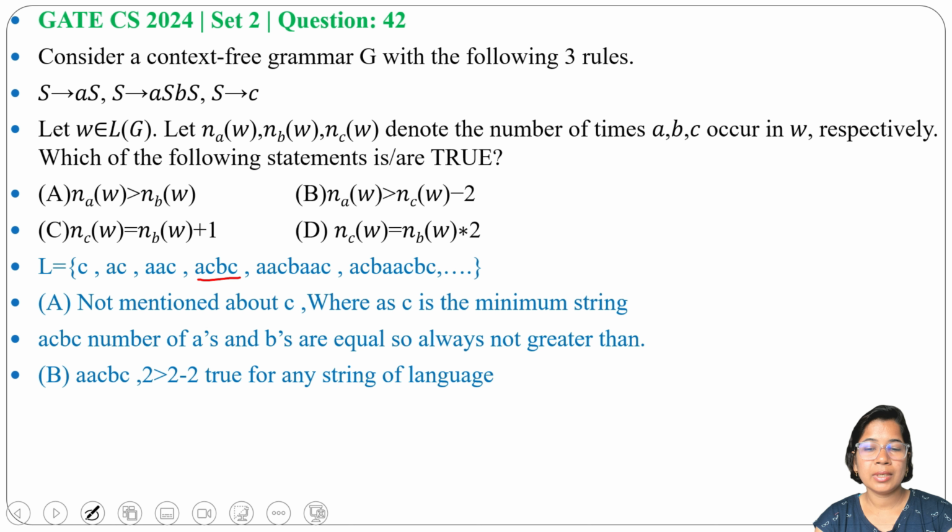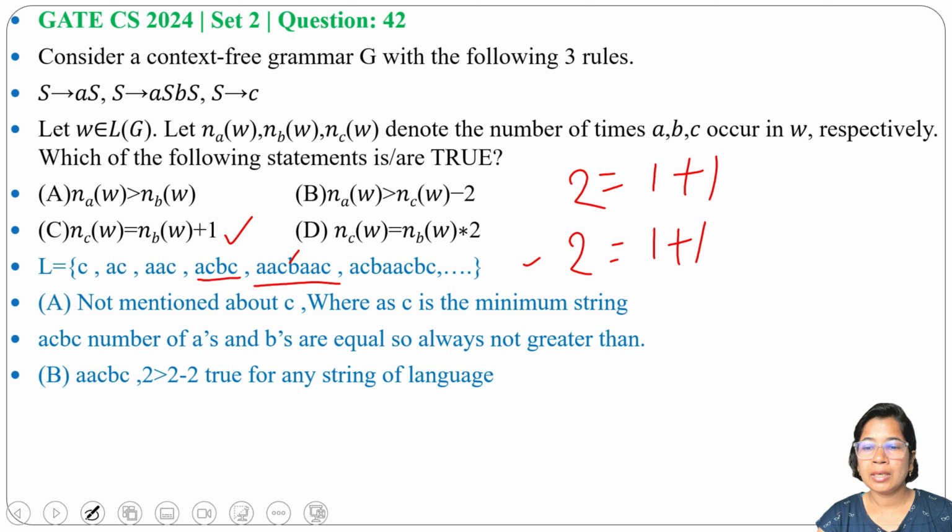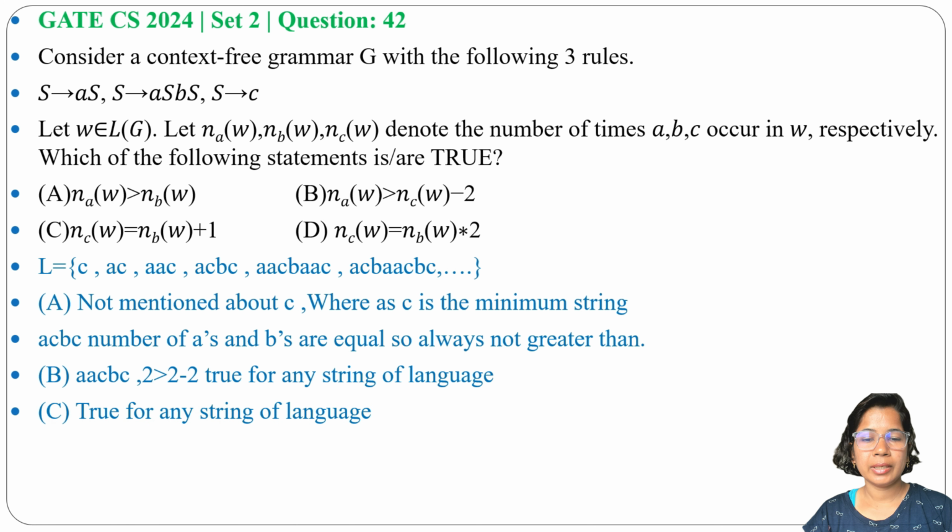Take this example: the number of C equals 2, the number of B equals 1, plus 1. 2 equals 1 plus 1. This is true. Let's take another example. Here the number of C equals 2 and the number of B equals 1. So 1 plus 1. So take any example, the number of C equals the number of B plus 1. Next option D: number of C in W equals number of B in W multiplied by 2.